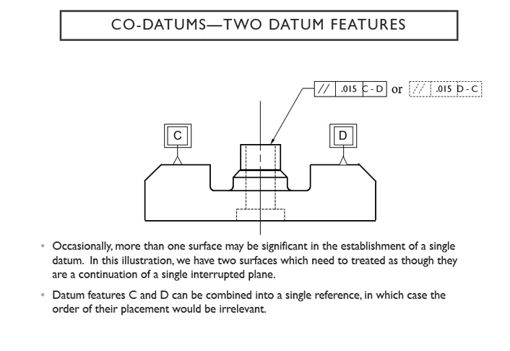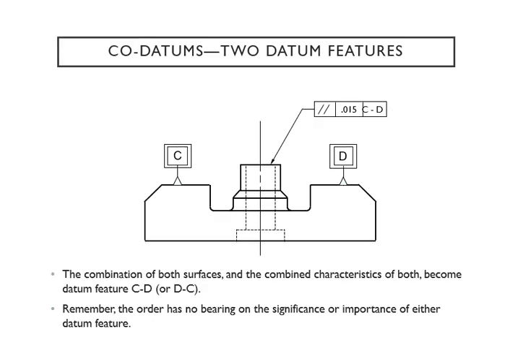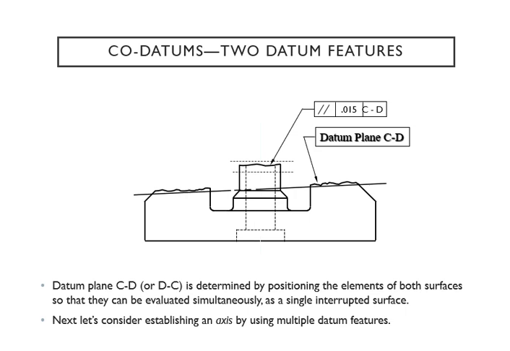Okay, so the order of their placement is irrelevant because they're symmetric anyway, the same. Since they're the same, you don't have order. Then the combination of both surfaces, the combined characteristics, becomes your datum feature, and in the symbol we're going to write C-D. Make sure you remember the order has no bearing on the significance because they're equally important.